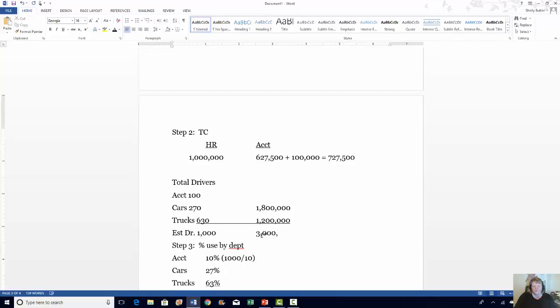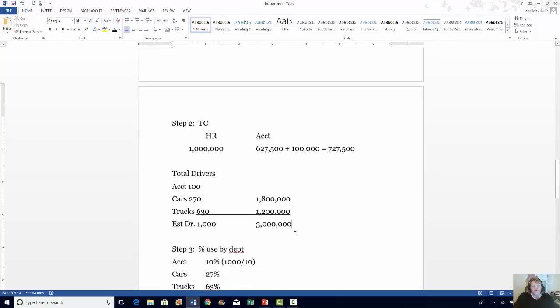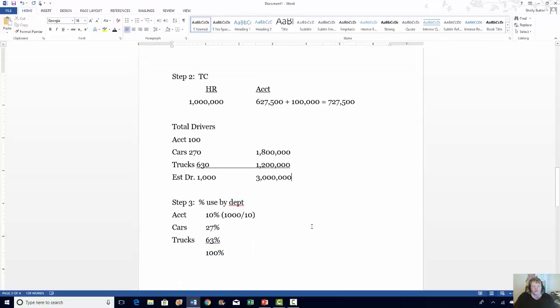Whoops. That's not what I want right there. So if we have 3 million as a total driver, what percentage is 1.8 million of that? If you do the math here, you're going to get 60% for cars and 40% for trucks. And that is also going to equal 100%.